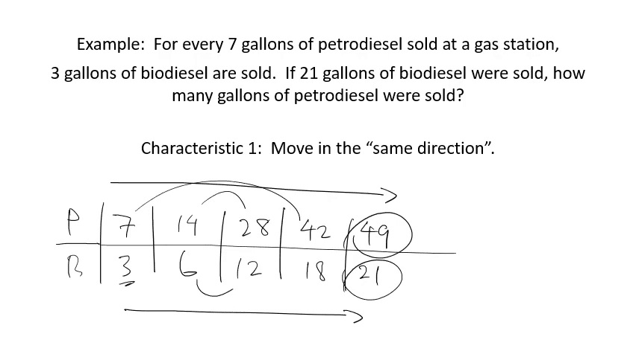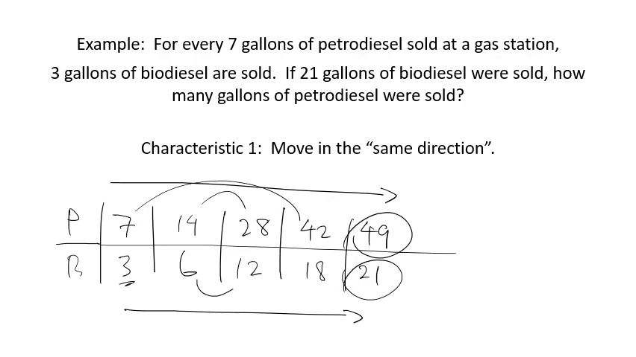This is the case for all problems of this type, for all proportional relationship problems. As one variable increases, the other variable increases. If one variable decreases, the other variable decreases. There's not going to be a case for a proportional relationship problem where one increases and the other decreases.